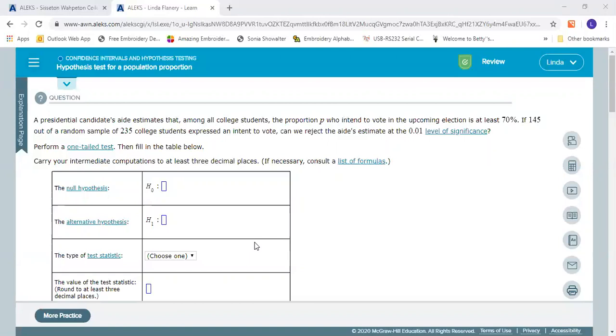X, 145 out of the 235 expressed an intent to vote. So 145 is my X value, 235 is my N value. For my proportion, I always use the alternative hypothesis, which in this case is the less than. So the proportion is less than P sub 0, less than 70%. Cursor down to calculate and hit enter. My z-score then is negative 2.776.